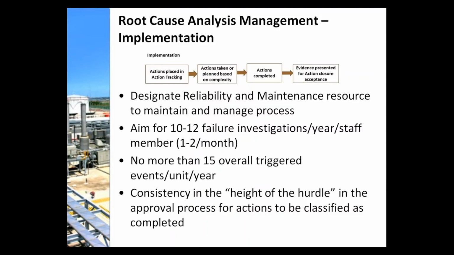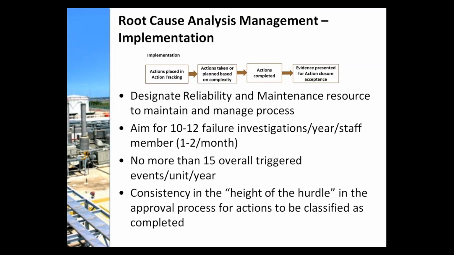In the implementation phase, it's always good to designate a maintenance reliability resource to maintain and manage the process. It can be another individual in the organization, but from what I've seen, these individuals tend to do the best job. I would always aim for 10 to 12 failure investigations per year per staff member, maybe 1 or 2 a month at the most. No more than 15 overall triggered events during the year.